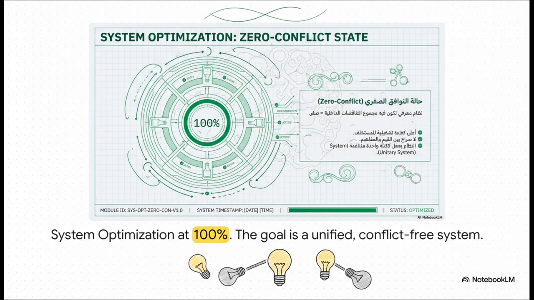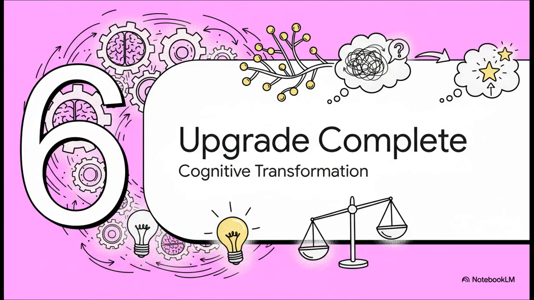A zero-conflict state. It's a cognitive system where the grand total of all your internal contradictions adds up to zero. Now, that doesn't mean you suddenly know everything, not at all. But what it does mean is that everything you do know fits together into one coherent, unified system. Your mind can finally operate at peak efficiency because all the parts are in sync and working together, not fighting each other. And we're not talking about a minor software patch here. This is a full system upgrade.